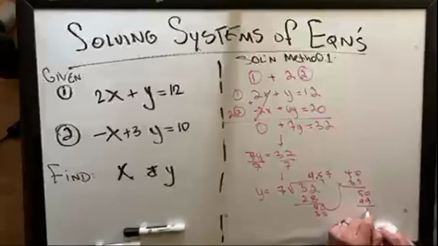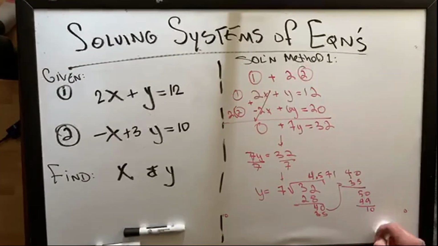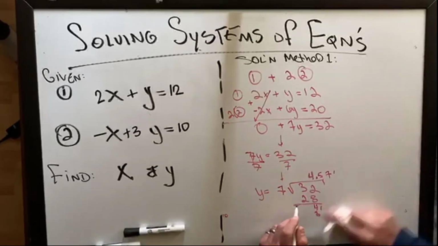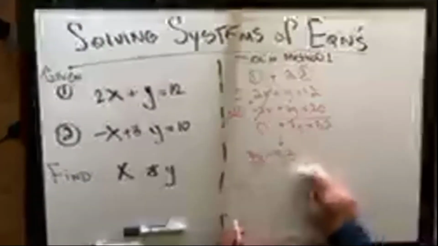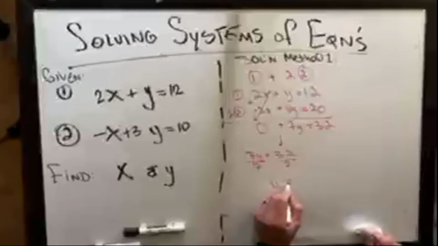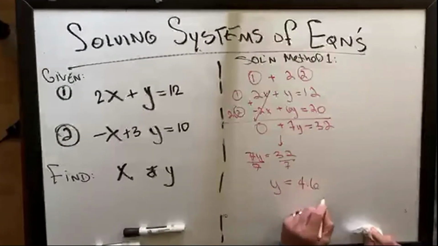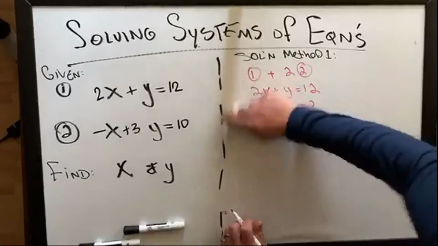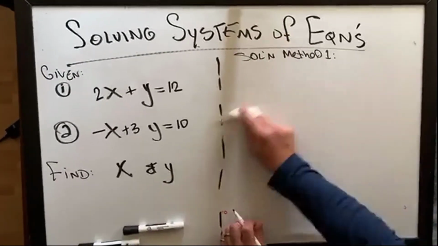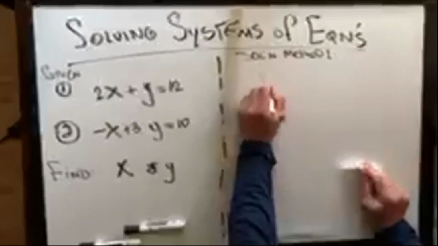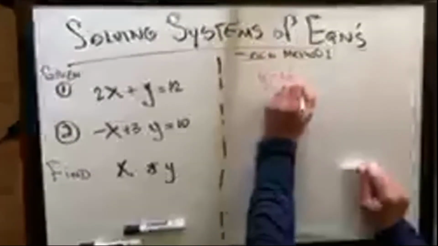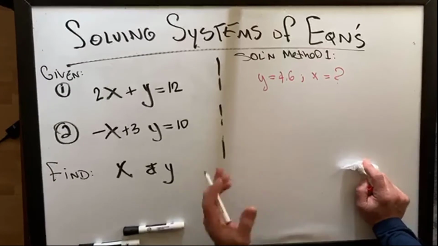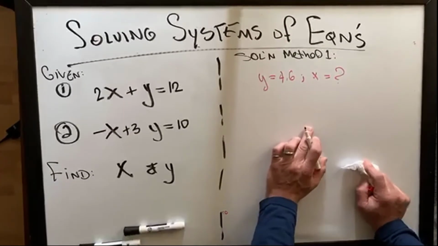Let's just chop it off there, I think that's plenty. Hey, I was pretty close when I said it was approximately 4.5. So why don't we say 4.6? So we have y equals 4.6. x equals...question mark.